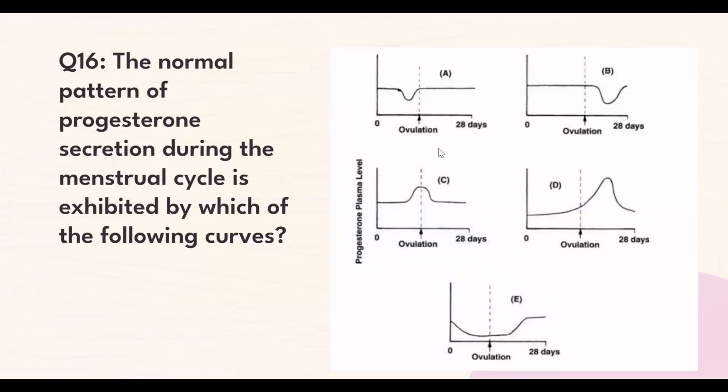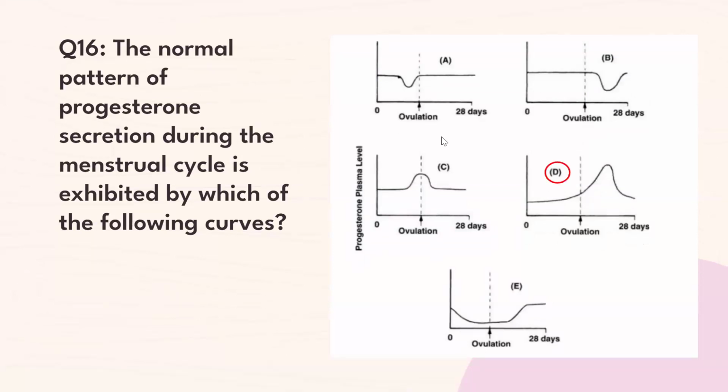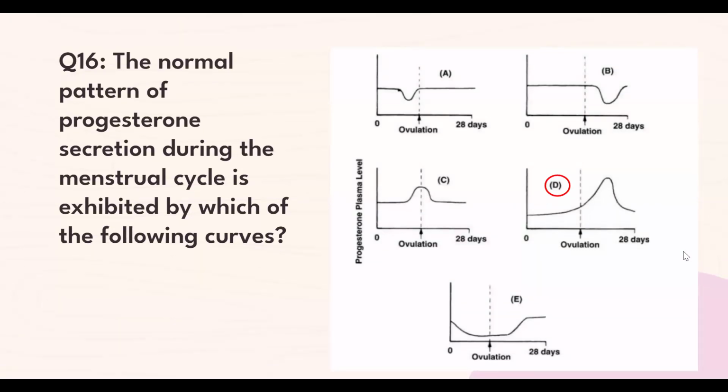Yeah, you're right, D. They just want to know the level of progesterone, and we know that progesterone is really low in the beginning, and when the corpus luteum forms, it increases in the second half of the cycle, which is also known as the luteal phase of the cycle. Perfect.